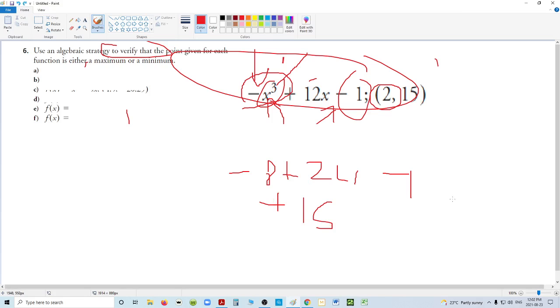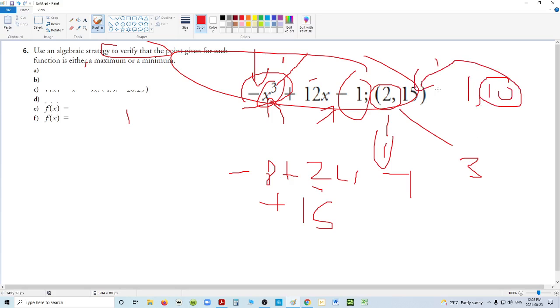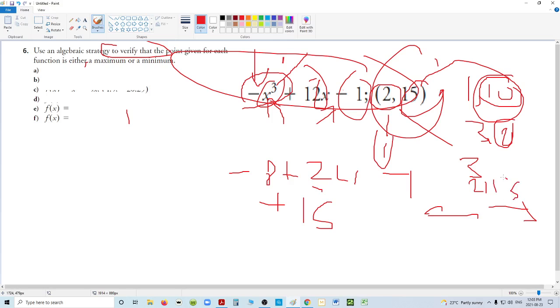What's the point just to the left of it? Well, let's take 1. What's the point just to the right of it? Let's just take 3. So we know this is going to be either a peak or min. So let's take 1. So 1 cubed is 1, times -1 is -1, plus 12 is +11, minus 1 is 10. So that means 1 is 10. Is the y higher or lower than the 15? It's lower. Now let's take 3. 3 cubed is 27 times -27, plus 36. So that's +9 minus 1, 8. So we get 3, 8. Both these y values are lower than this, and they're on the left and right side of this value, which means 2, 15 is the max.